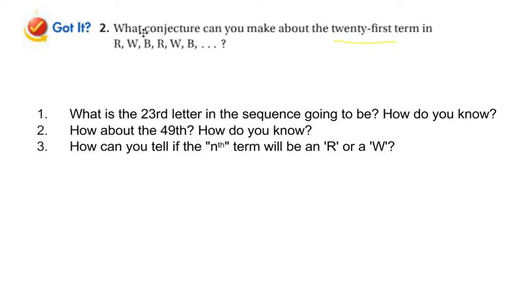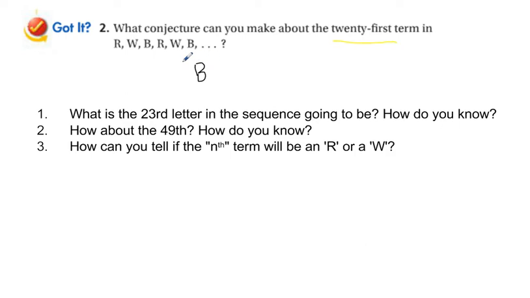Well, one thing you can do is simply write these out: red, white, black, red, white, black, red, white, black, etc., or red, white, blue, until you get to the 21st term. If you had done that, you will notice that your 21st term is going to be, as you guessed it, blue. So B for blue. Maybe it was not, well, maybe it was black, I have no idea. But B is going to be the 21st term.